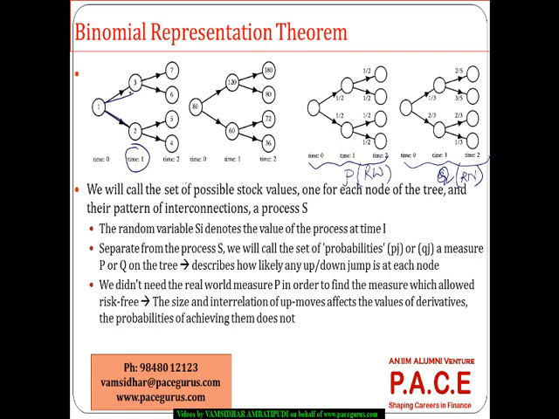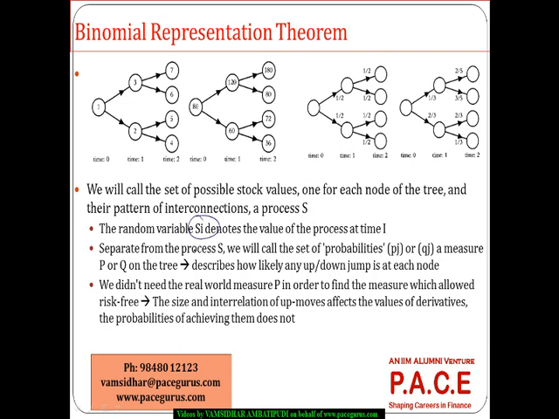So from here, let's go step by step. We'll call the set of possible stock values, one for each node of the tree, and the patterns and interconnection, this entire thing, we are calling a process. The way the stock price is going to behave at different points in time, that is what we are calling a process, one for each node of the tree. So this is one process. This is one process. This is another process. Okay.